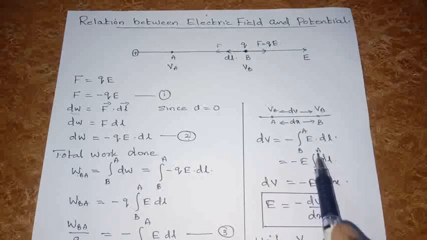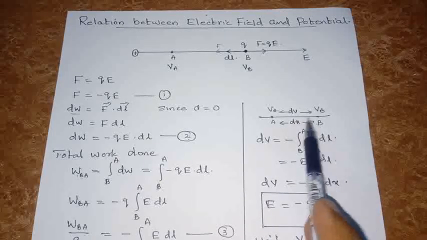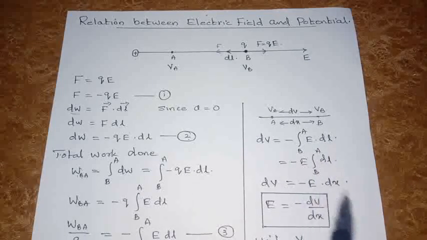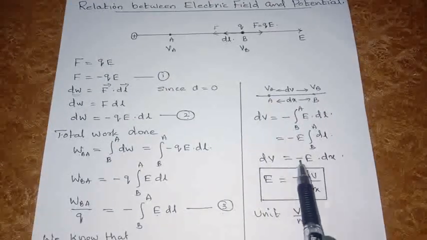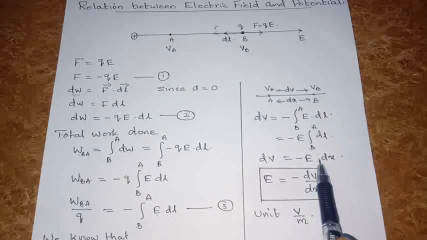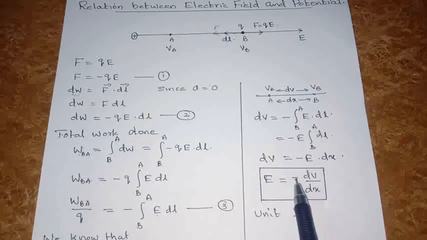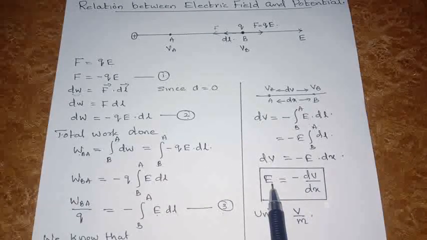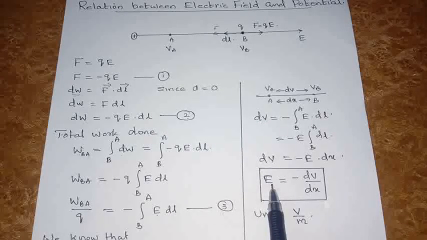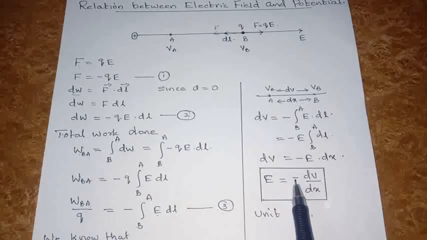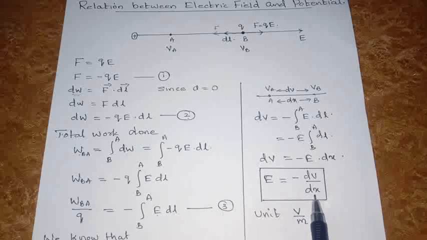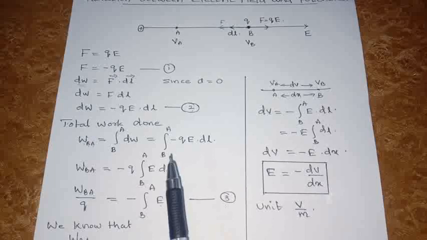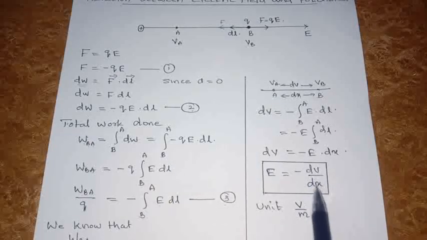What is integral B to A dl? It is the total distance between B and A, that is nothing but dx. Therefore dV is equal to minus E into dx, or E is equal to minus dV by dx. Now this can be considered as another equation for electric field. Electric field is nothing but the negative gradient of potential. So I am going to explain that fact.